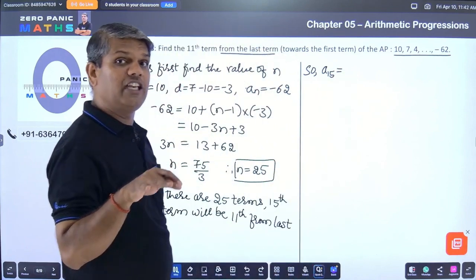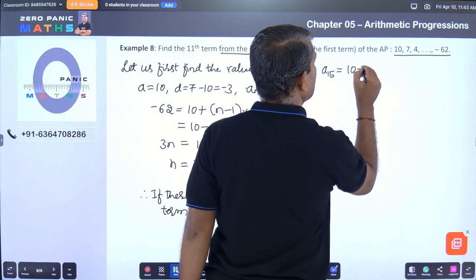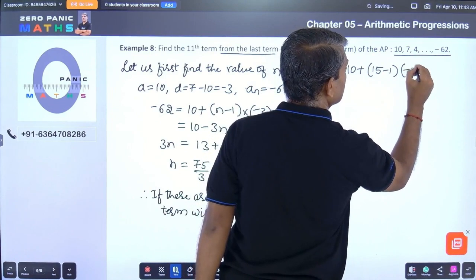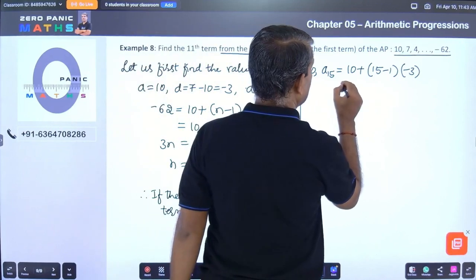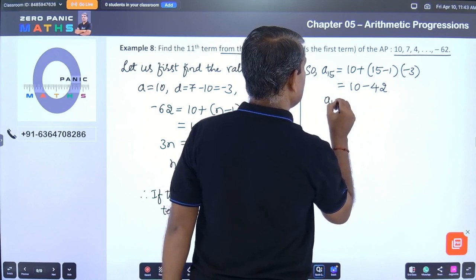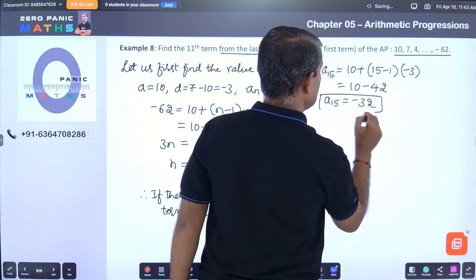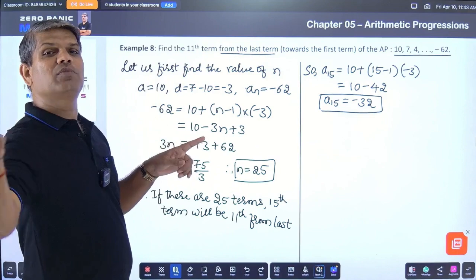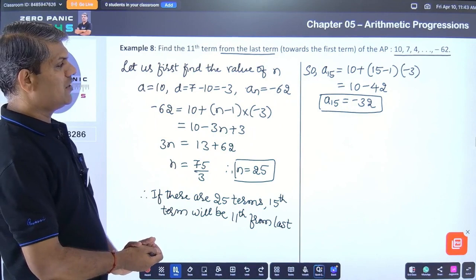So n is equal to 15 in this case. What is a? Substitute the same value of a. a is 10, n is 15, and d is minus 3 only. We need to find out a15. It is 10 plus 14 times minus 3, that is 10 minus 42. So a15 in this case is minus 32. a15 is the 11th term from the last. This is how you find the 11th term from the last.